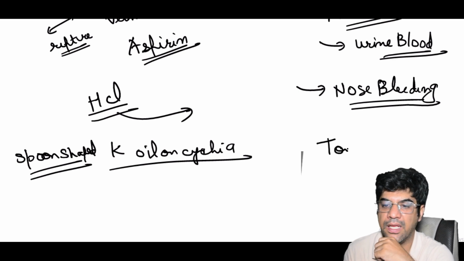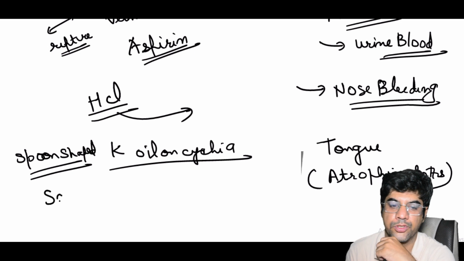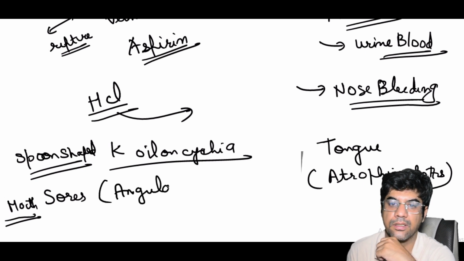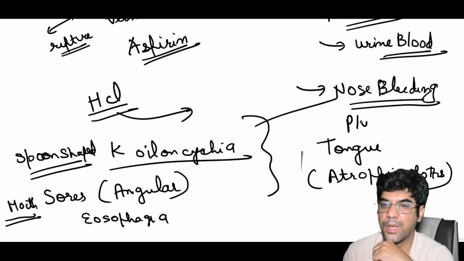The tongue would be inflamed, and the term we use is atrophic glossitis. And there would be sores, mouth sores. The term we use is angular cheilitis. And apart from that, you would see esophageal changes that lead to dysphagia. So these all are features of Plummer-Vinson syndrome.